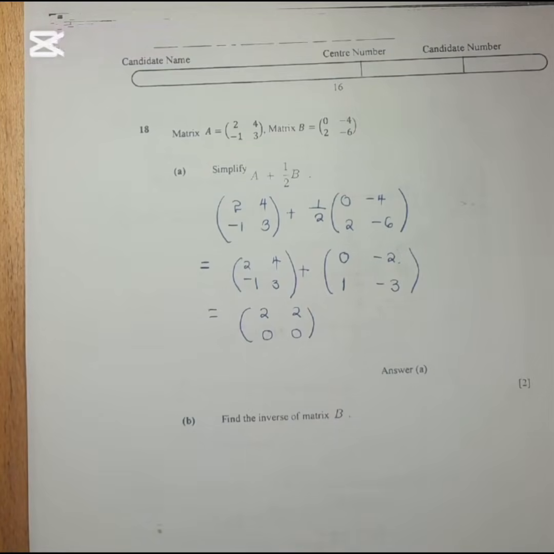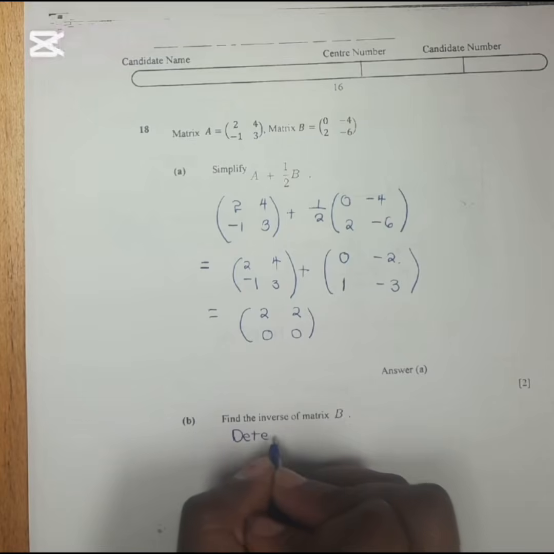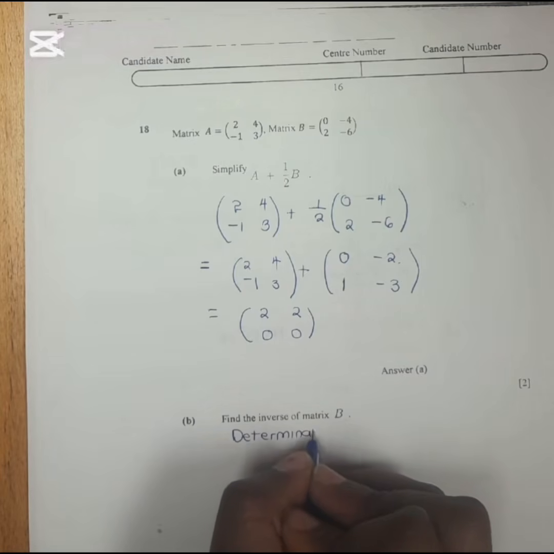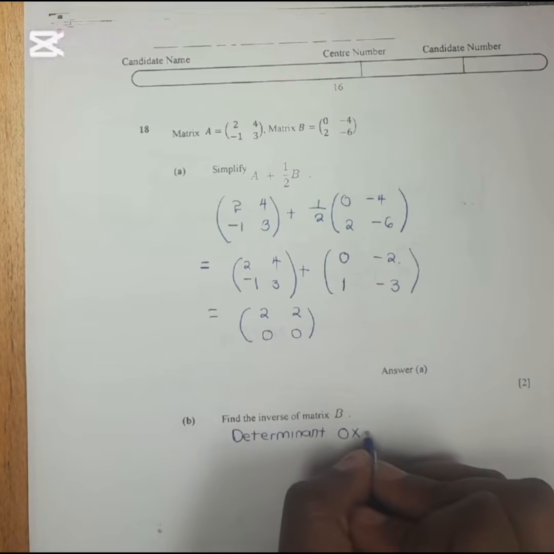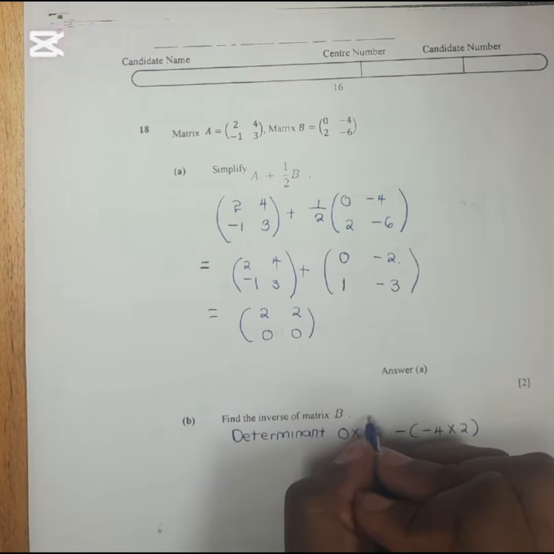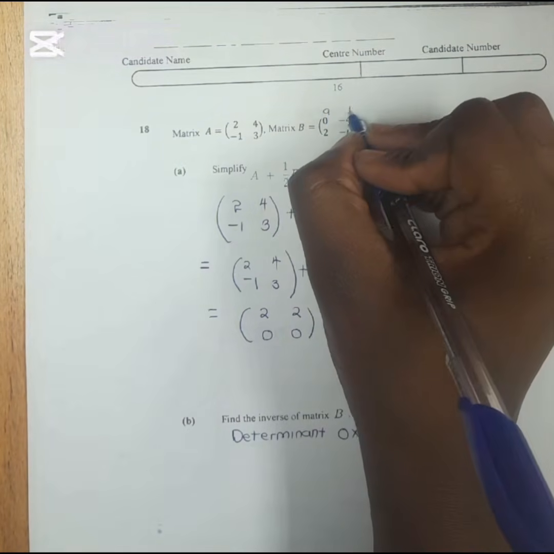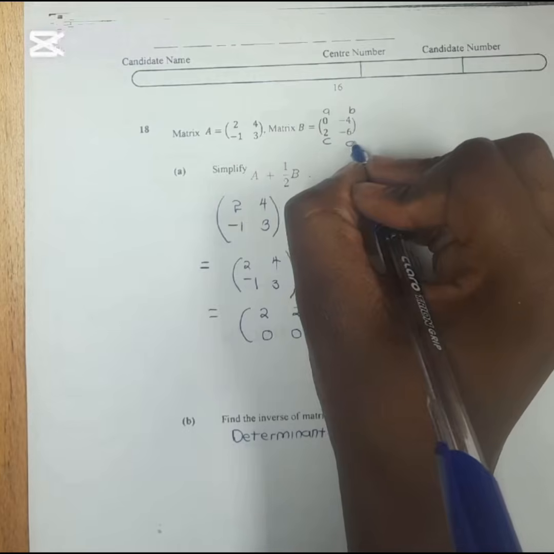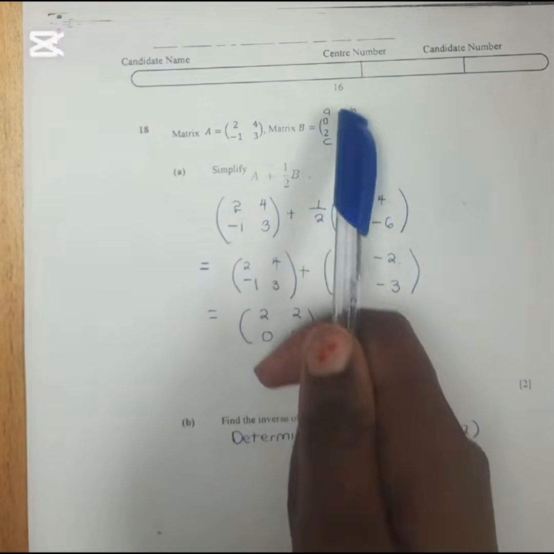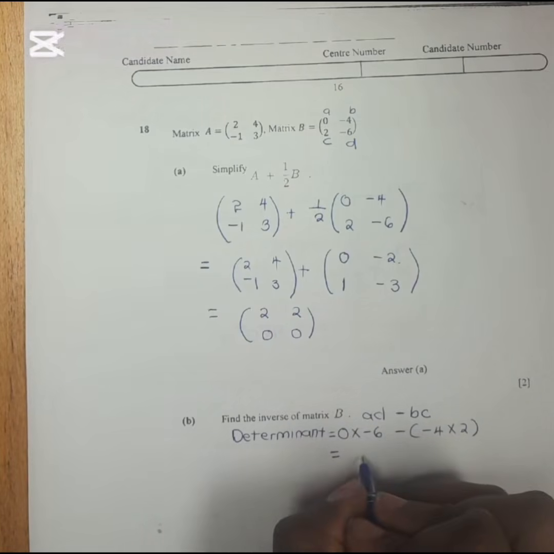And then find the inverse of matrix B. This question requires us to first find the determinant of matrix B. So to find the determinant, we are going to say it is 0 times minus 6 minus 4 times 2, because the formula says AD minus BC. This is our A, this is our B, this is our C, this is our D. So we say AD minus BC in order to find our determinant. So the determinant is going to be 8.